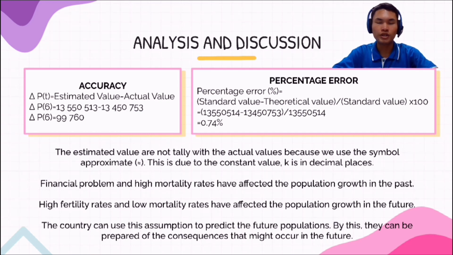As we all know, raising a child requires a significant sum of money to provide them with a decent education, food and shelter. Additionally, outbreaks of infectious disease, famine and war can lead to high mortality rates. The country can use this assumption to predict future populations. By knowing this, the future economy can be well managed as the country is already prepared for the consequences that might happen. Next, my name is Arif and I'm going to talk about the conclusion.